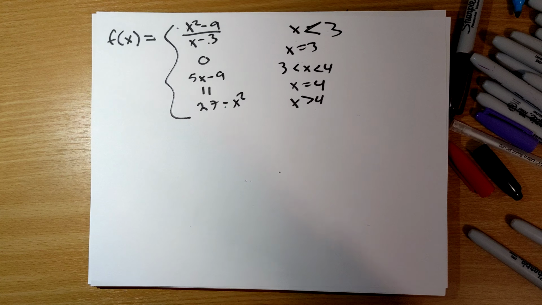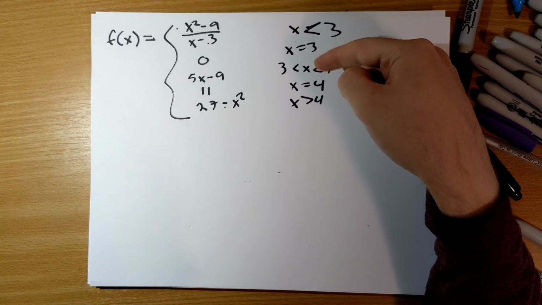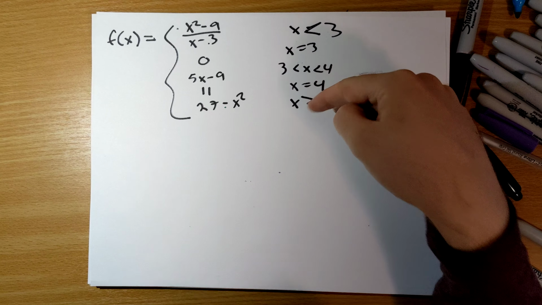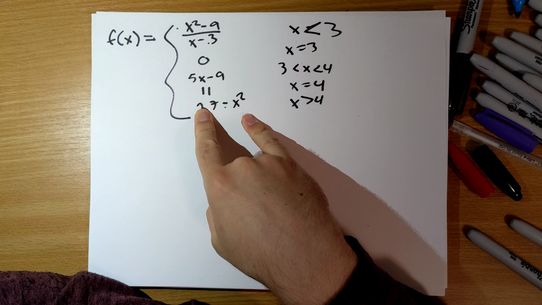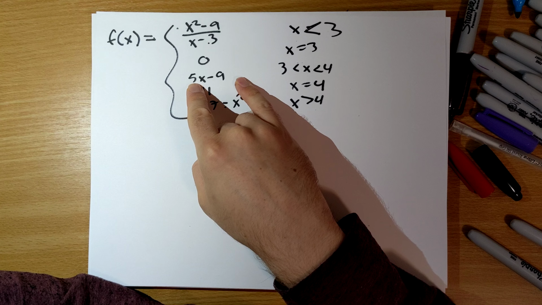Problem number 12. Determine where this function is continuous, piecewise defined. So there's definitions for x is less than 3, x is equal to 3, x is between 3 and 4, x is equal to 4, x is strictly larger than 4. At x bigger than 4, this is a polynomial. X is between 3 and 4, this is a polynomial.